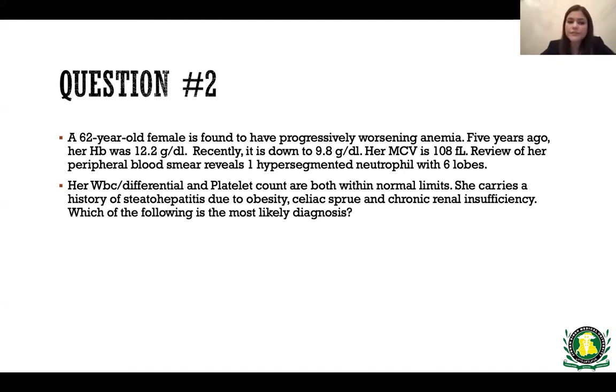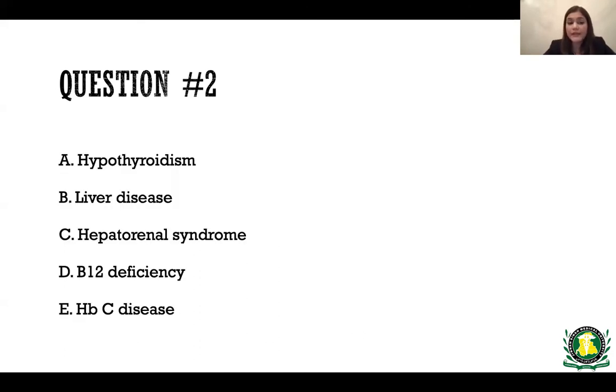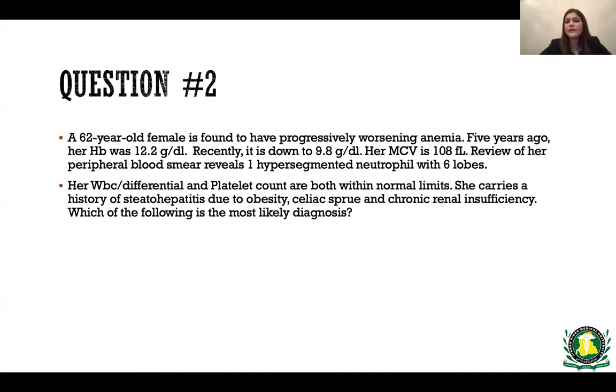She carries a history of steatohepatitis due to obesity, celiac sprue, and chronic renal insufficiency. Which of the following is the most likely diagnosis? A, hypothyroidism, B, liver disease, C, hepatorenal syndrome, D, B12 deficiency, E, hemoglobin C disease, which is a type of sickle cell. So our answer is B12 deficiency. Let's have a look at it.